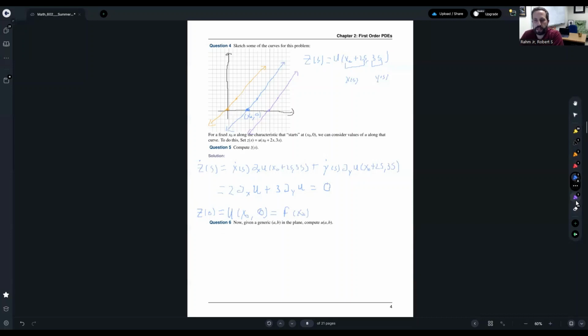Okay, so now let me look at a generic point here on the line. I'm going to call this point AB. And I want to compute what u is evaluated at AB. So u of AB. Okay, so now let's think about what's going on here. So u of AB.